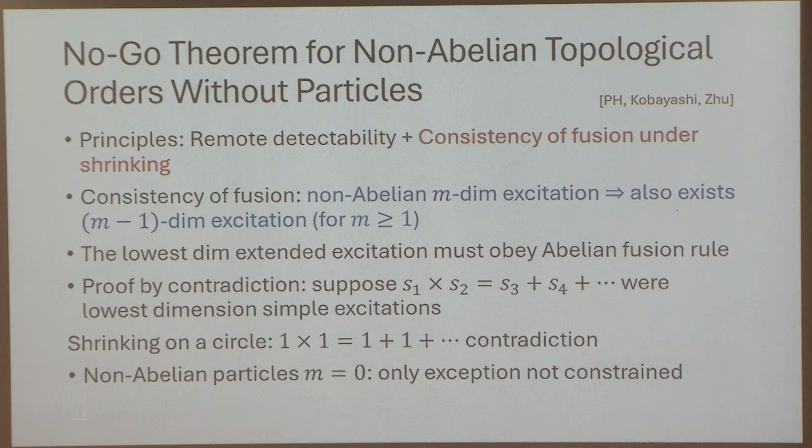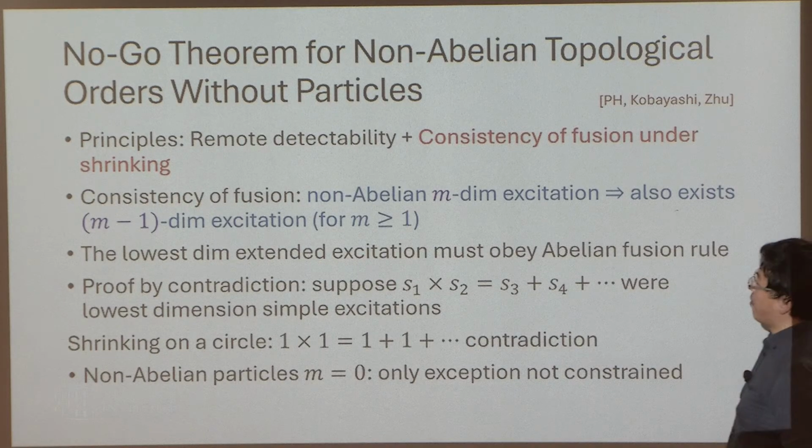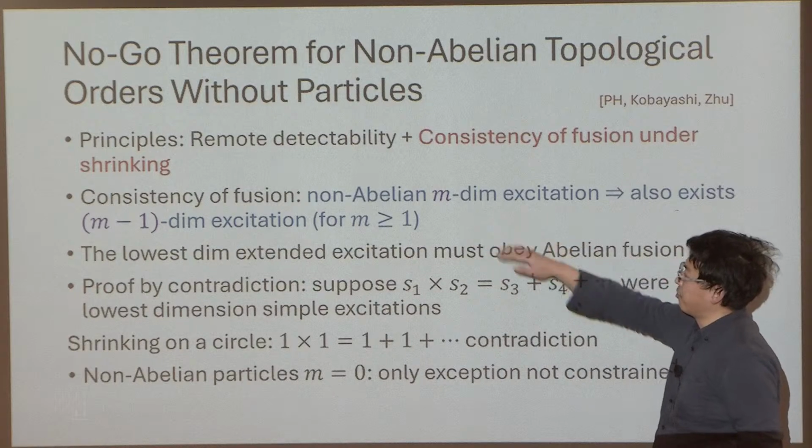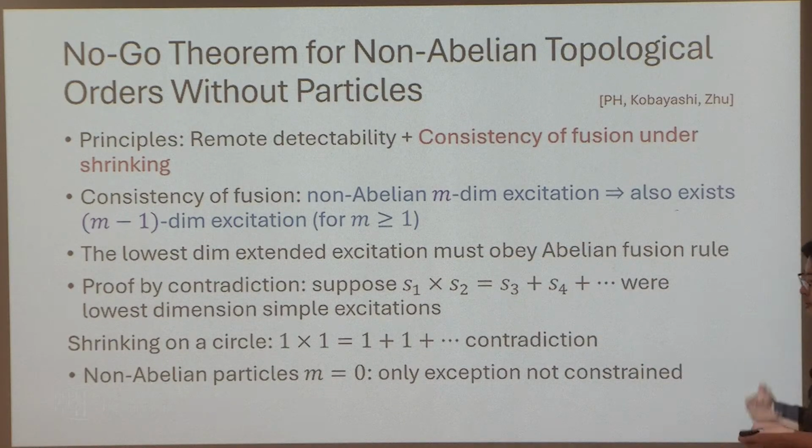Okay. And the only exception is when the excitations are particles, so when m equals 0, because you cannot shrink a particle. This is the only situation where you can have non-abelian excitations but no other extra excitations. So this only happens when the excitations are particles.